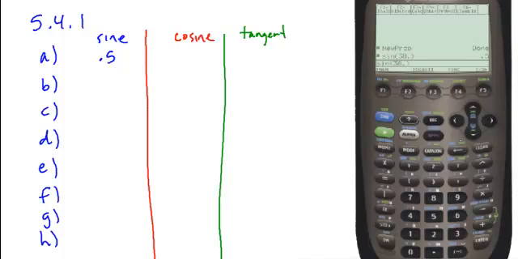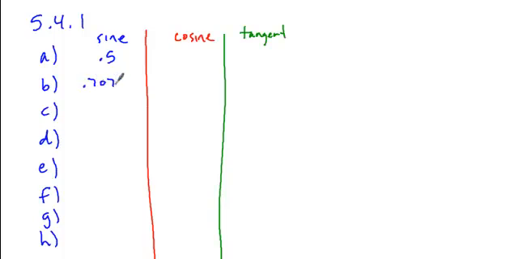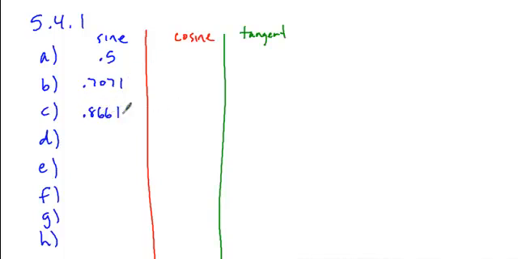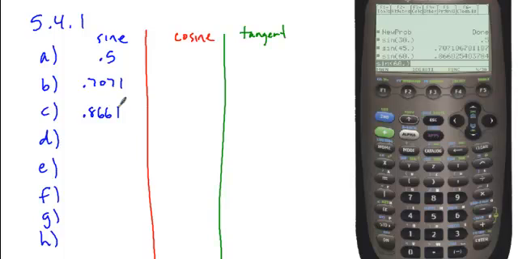And I'm going to go ahead and go through and perform the sines for each of these measures. So the sine of 45 degrees is 0.7071. Sine of 60 degrees is 0.8661. Sorry, 0.8660. Next is 90 degrees, a value of 1.